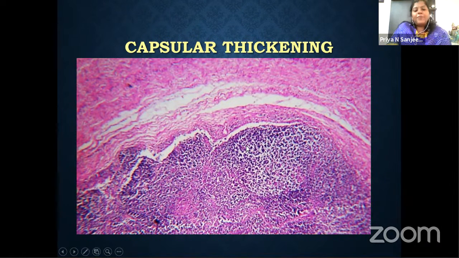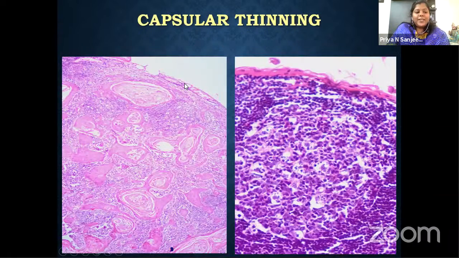Sometimes in Hodgkin's lymphoma, there is thickening of the capsule, especially in the nodular sclerosis type. This is an inflammatory thickening of the capsule. Thinning of the capsule is seen both in the reactive lesion and in the neoplastic lesion. There is rapid expansion of the tumor, which causes the thinning of the lymph node. So this is the capsule region.